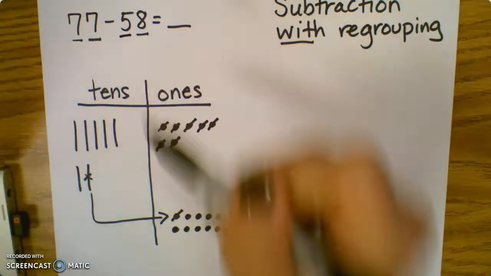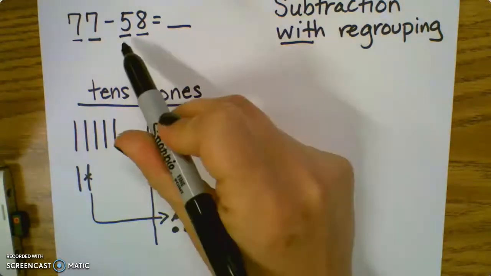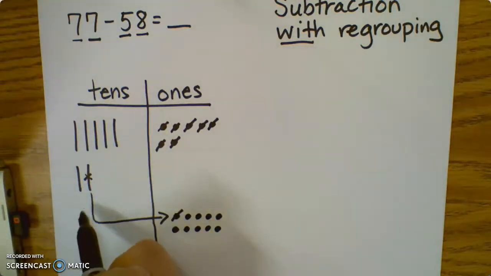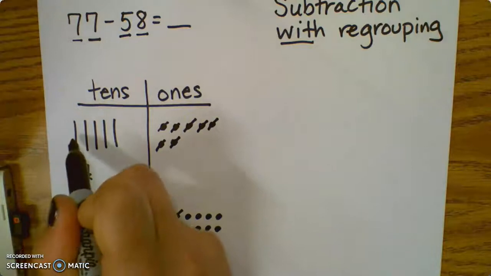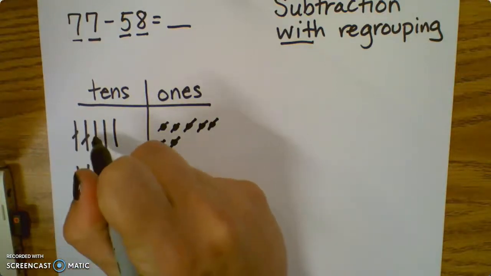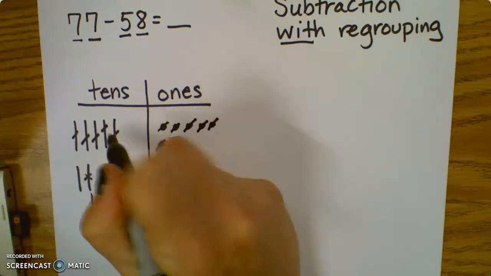So now we're going to take away 5 tens because we're taking away 58. So now we're going to go over here and we're going to cross off 5 tens. We're going to cross them off with just one line so we can tell the difference. 1, 2, 3, 4, 5.